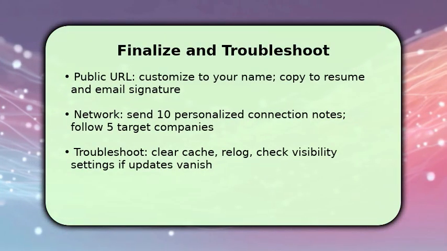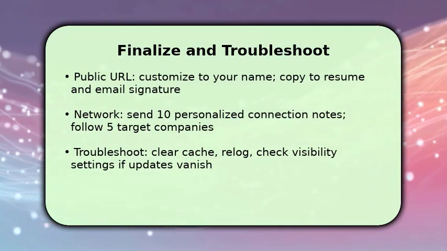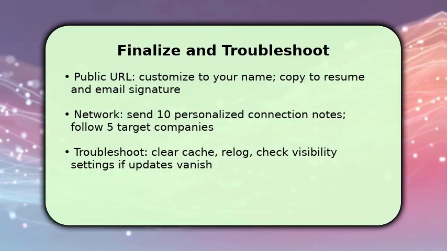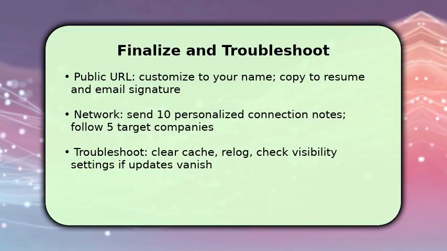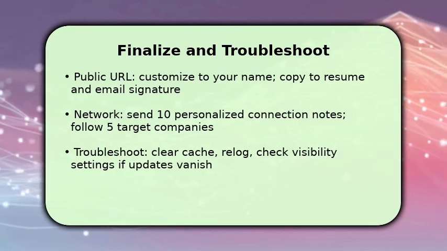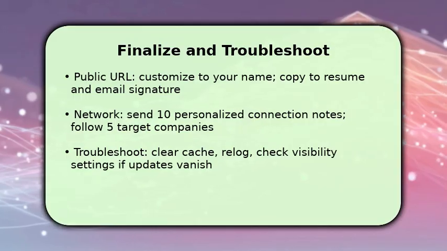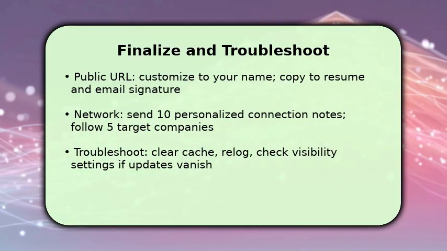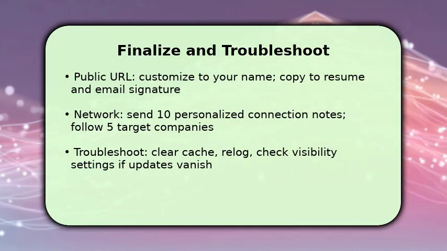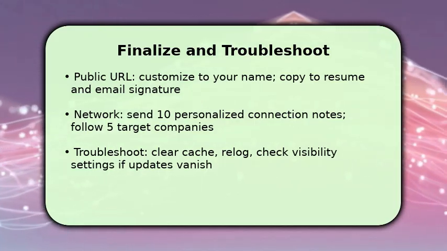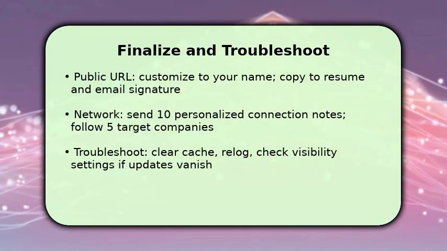Finish by customizing your public profile URL and adding it to your resume and email signature so opportunities find you. Then reach out. Send 10 personalized connection messages to relevant contacts and follow 5 target companies to trigger algorithm visibility. Once done, review privacy and visibility settings to ensure sections are public. If your edits don't appear, clear browser cache, log out and back in, and recheck visibility toggle.